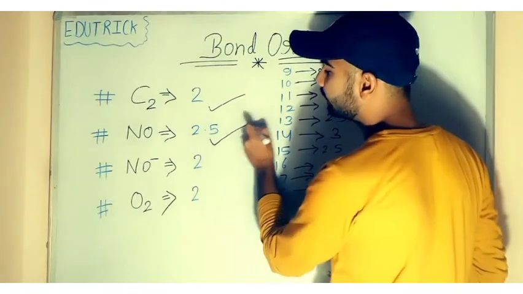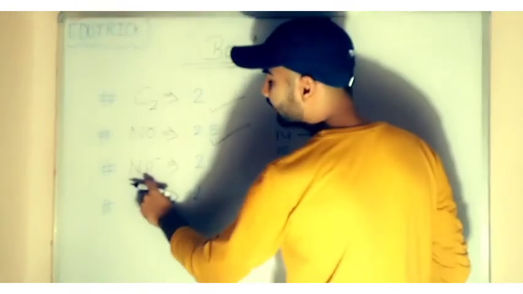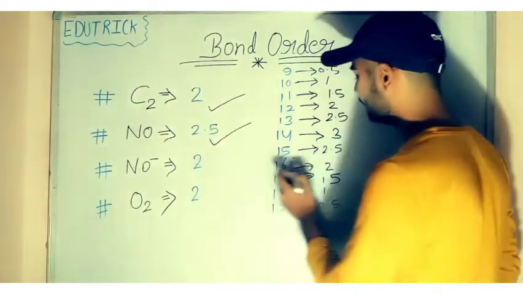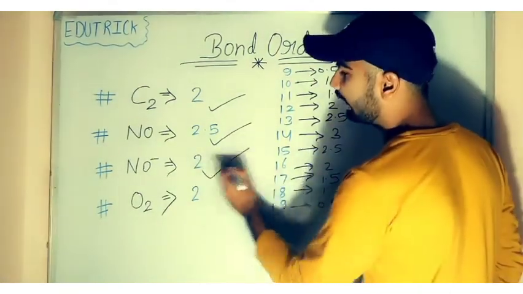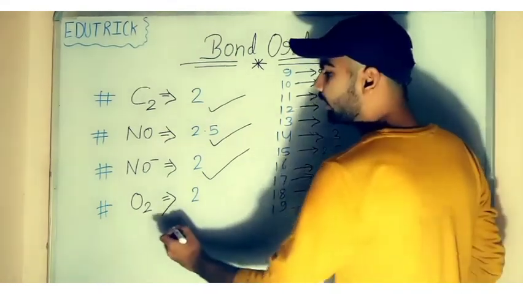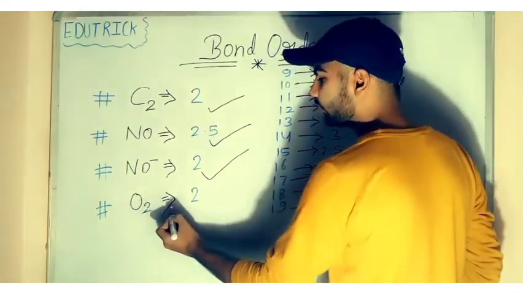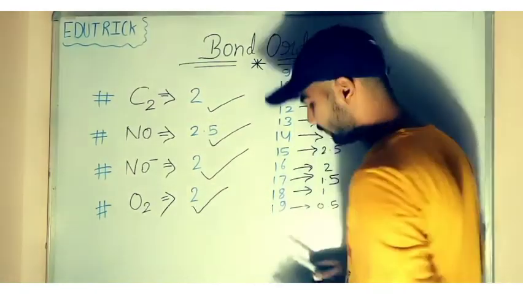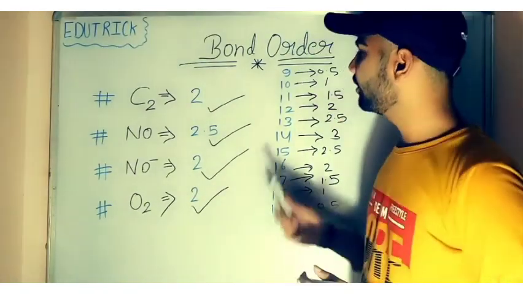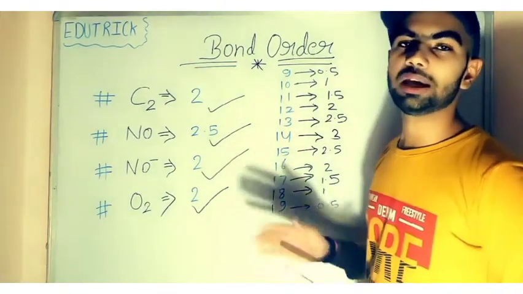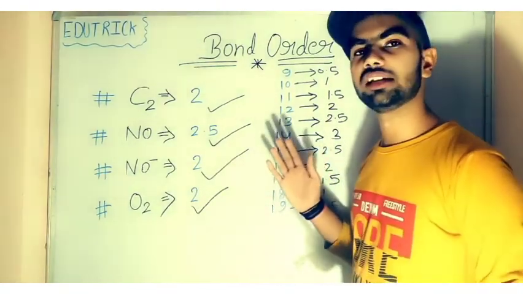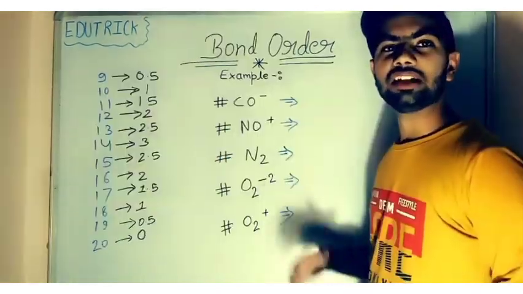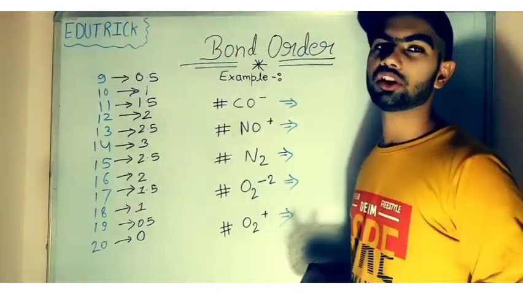In NO minus, it has total electrons 16, and 16 stands for 2, so the bond order of NO minus is 2. O2 has a total of 16 electrons, so 16 stands for 2, so the bond order of O2 is 2. So you have to just remember this trick, and by practicing it sometime you can easily solve the bond order questions for these molecules. Let's solve some more examples on the question of bond order.